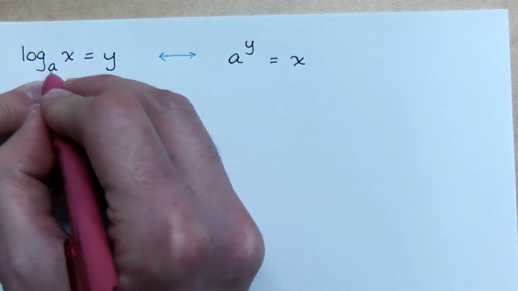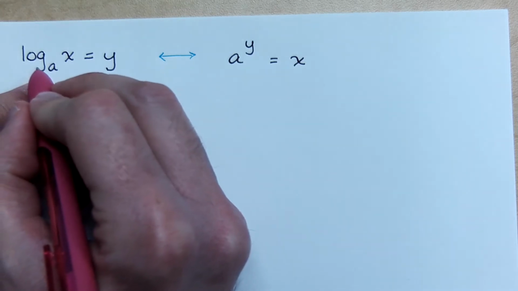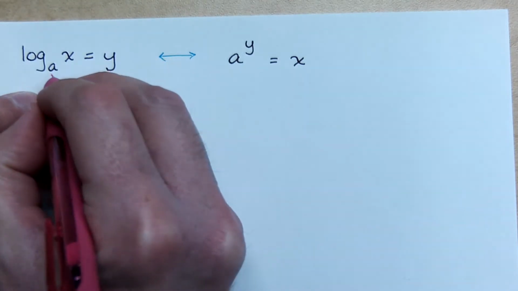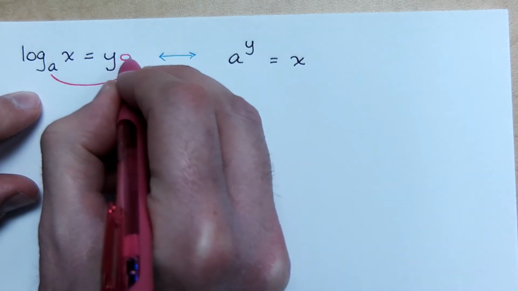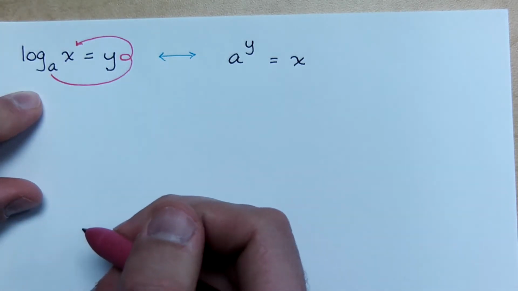This is your base, right? We said the answer to the log is what? The answer to the log is the power. So A to the, there's your power right there, is supposed to equal what's on the inside. So you're going to see me draw this arrow here.